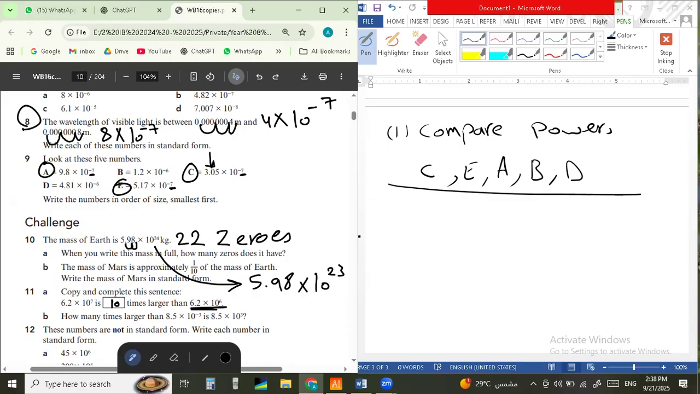But here in question B it says to you, how many times larger than 8.5 times 10 to the power of negative 3 is 8.5 times 10 to the power of 3?